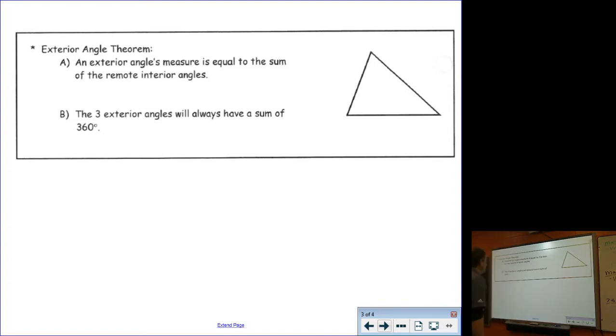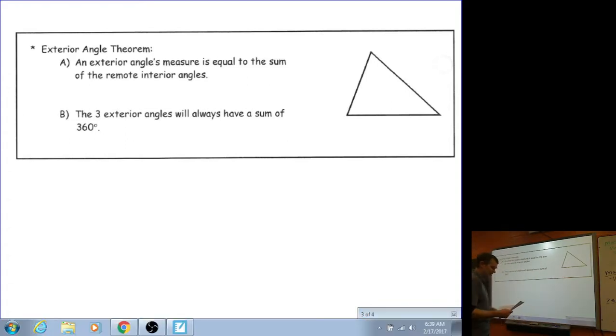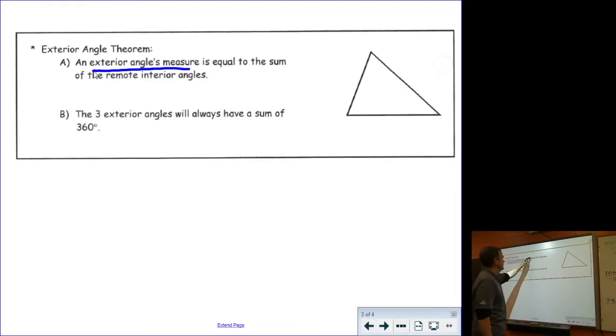All right, the next thing we have is this thing called the exterior angle theorem. And the exterior angle theorem says that an exterior angle's measure is equal to the sum of the remote interior angles.